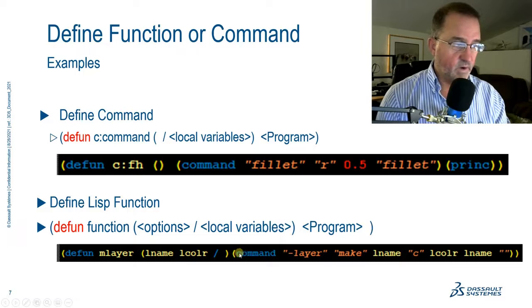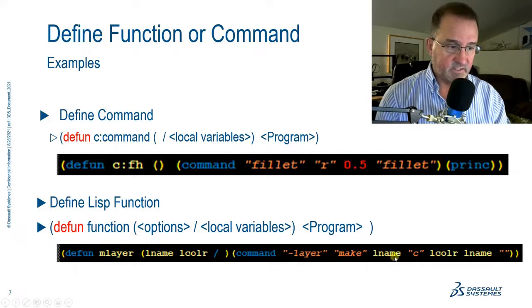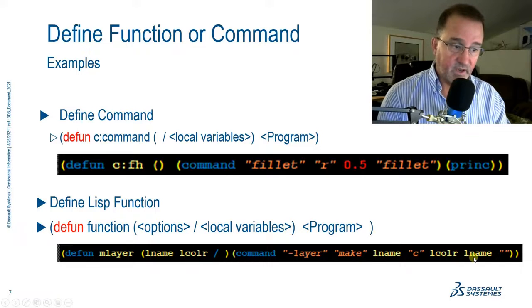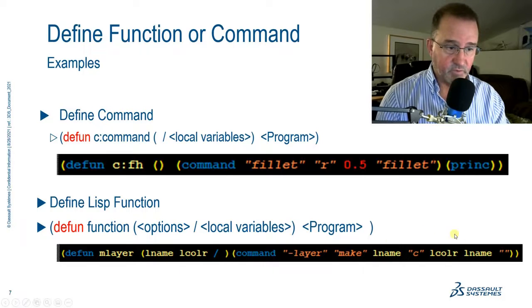When I run my command, like we did previously with the layer command, we're going to do the command -layer make. In this case, instead of using a hard-coded name or color, I'm going to use whatever the value of lName is in this location, C for color, and then whatever the value of lColor is in this location. And then again, because I've already got the name, I can repeat that and then hit enter.